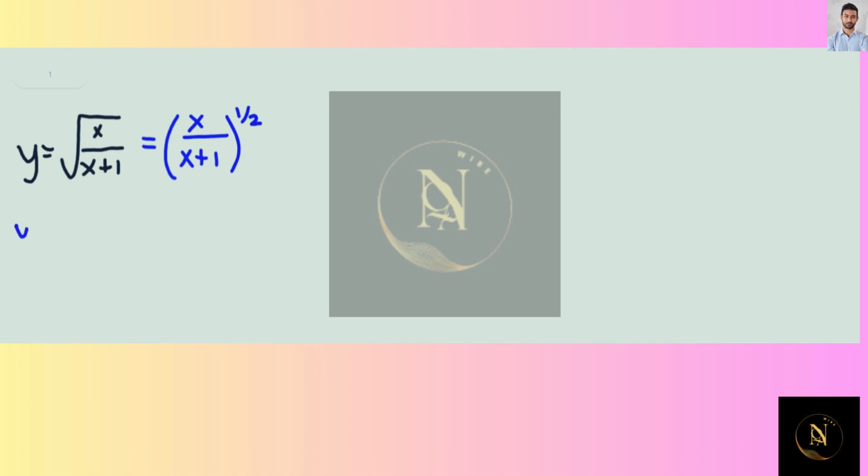Now let's differentiate. So we're starting with the derivative of the outside. So we're going to bring down the 1/2 and raise the quotient to the negative 1/2 power. Now we're going to find the derivative of the inside. So this is where the quotient rule comes in.